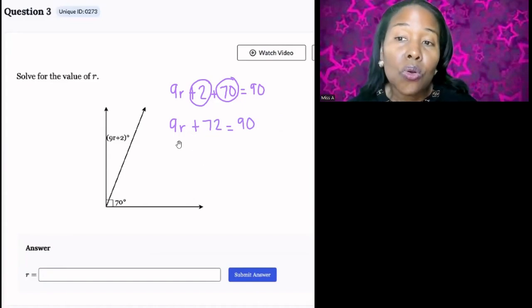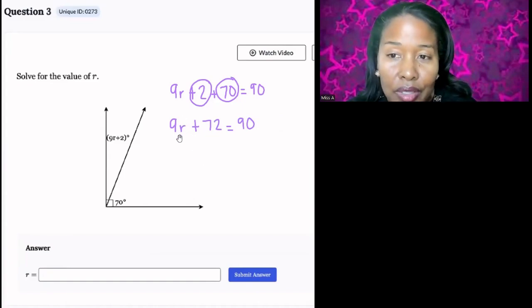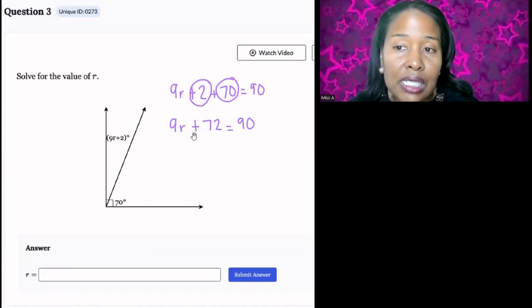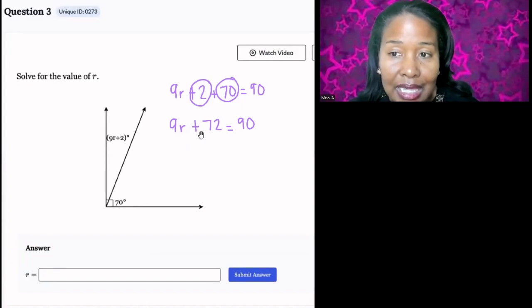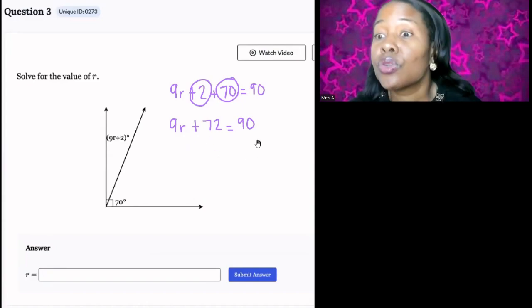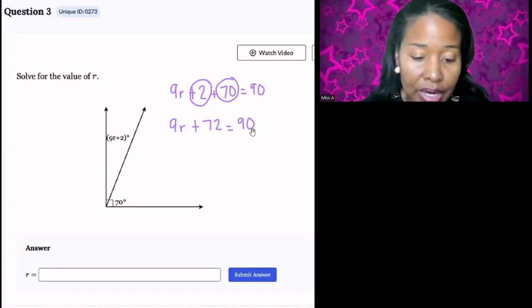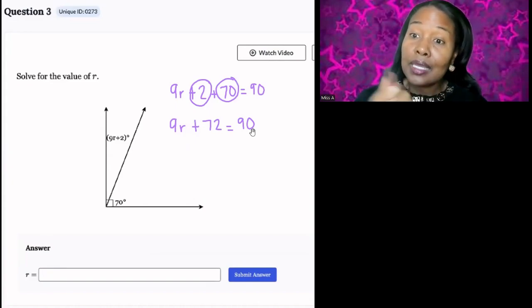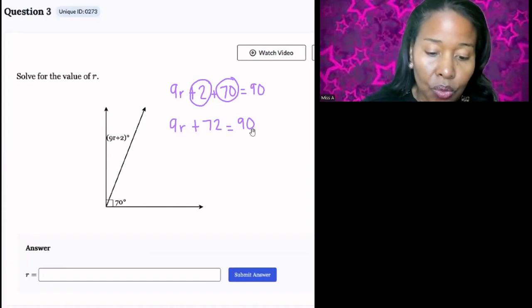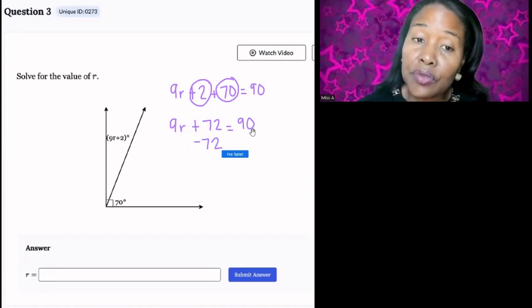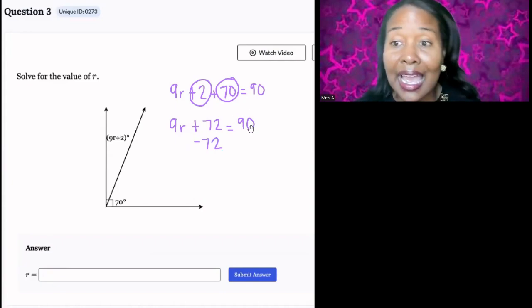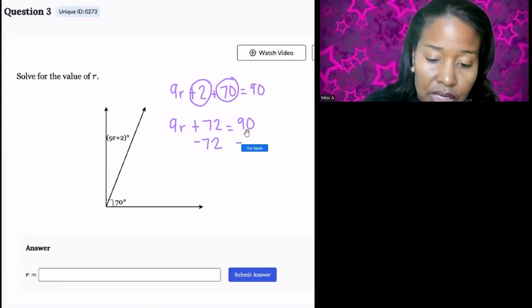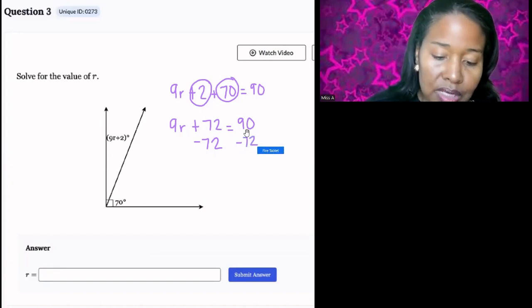Now, our goal is to get this r, isolate this variable, and get it all by itself. Since 72 is being added on this side of the equation, I'm going to move that 72 over to the right side of the equation. The opposite of adding 72 is to do what, y'all? Subtract 72. Or you can write it as negative 72. You can think of it that way as well. But whatever I do to one side of the equal sign, I have to do to the other side. So I'm going to subtract 72 from both sides.